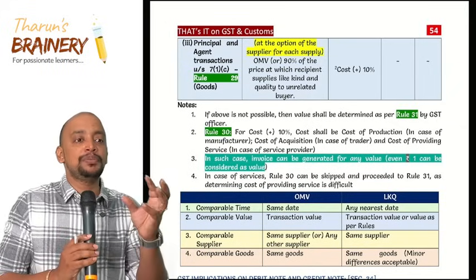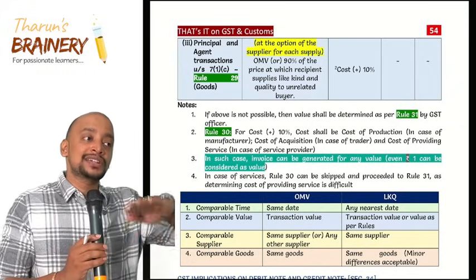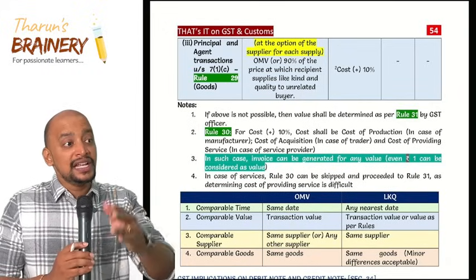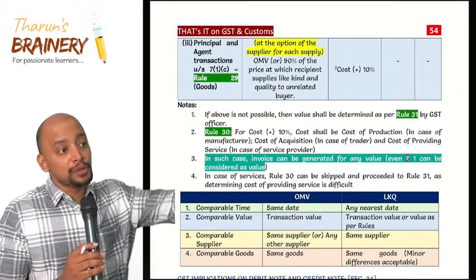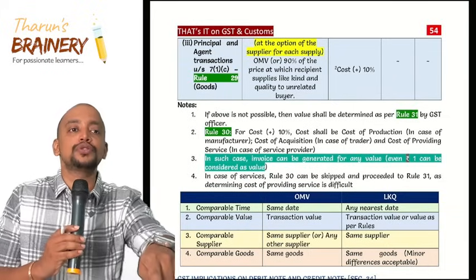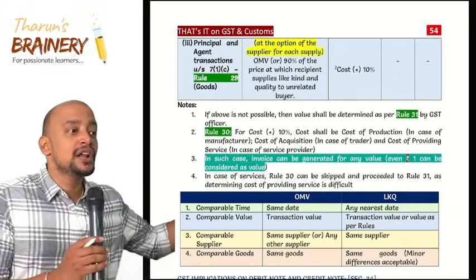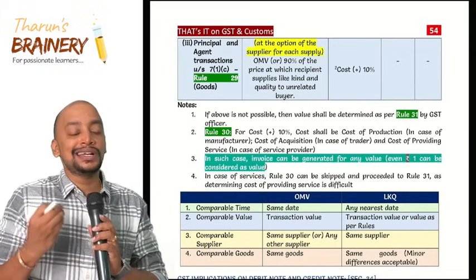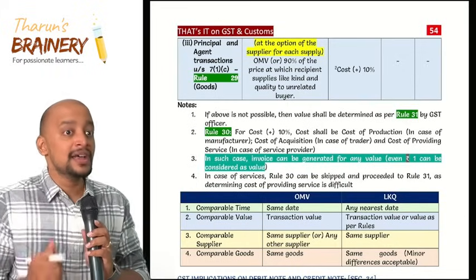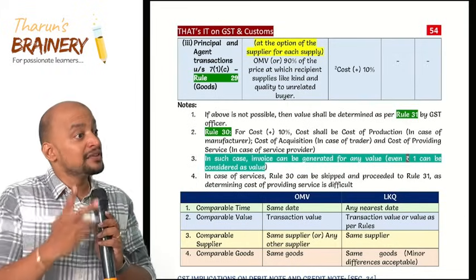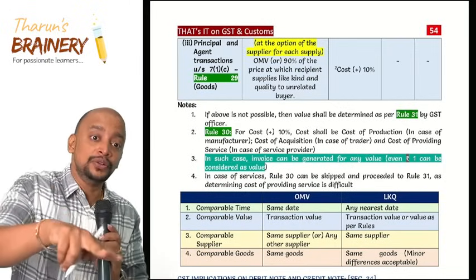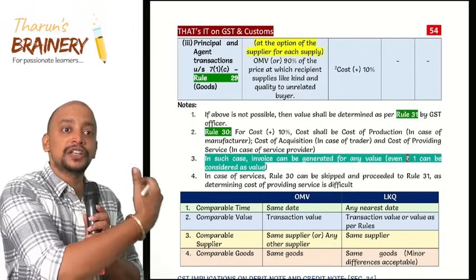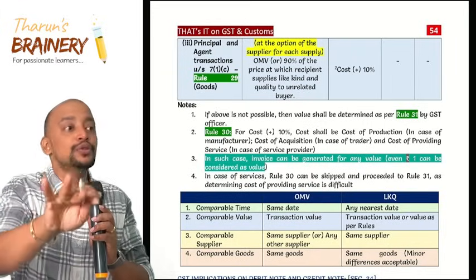So therefore, what is the applicability of rules? If transaction value is not applicable, then we will be referring to the rules. Even if transaction value is applicable also, we will be referring to rules only for the transactions which are notified under the rules. Are you getting this? Example, transaction between distinct persons and principal agent transactions, we can take transaction value. Even then, as we have notified these rules for this purpose, you need to follow the rules only.